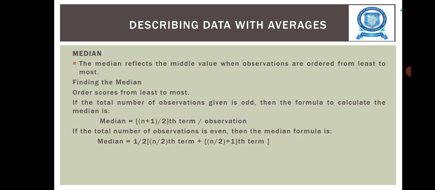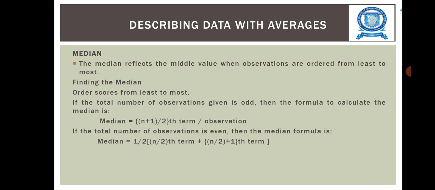Next one is median. Here the median reflects the middle value when observations are ordered from least to most. The median splits a set of ordered observations into two equal parts, the upper and lower halves. For finding the median, order the scores from least to most.